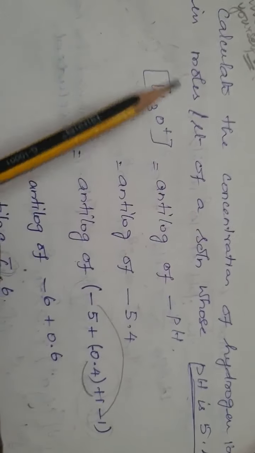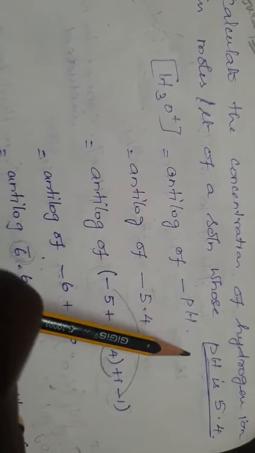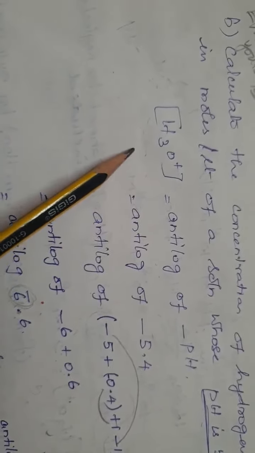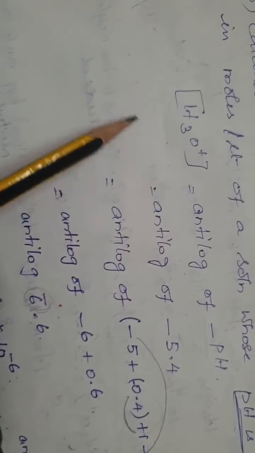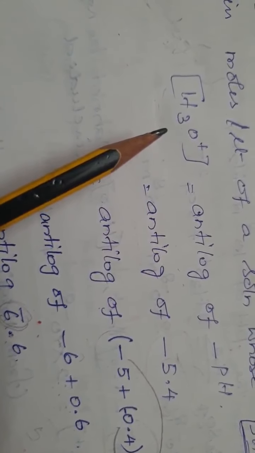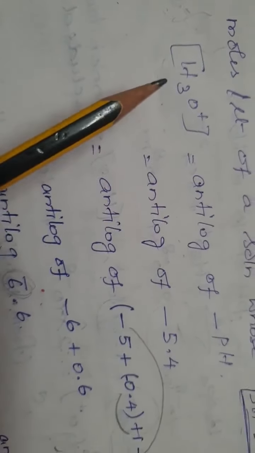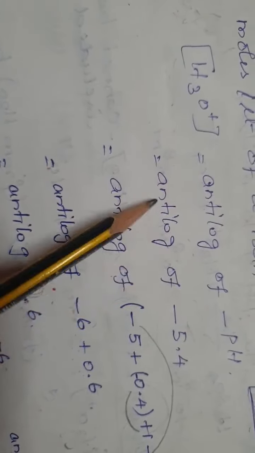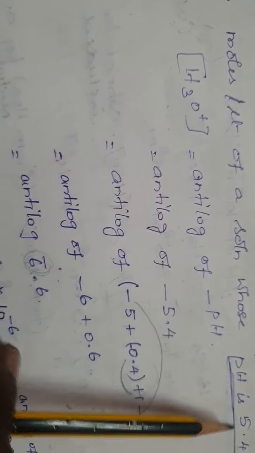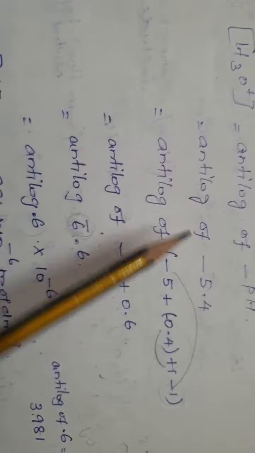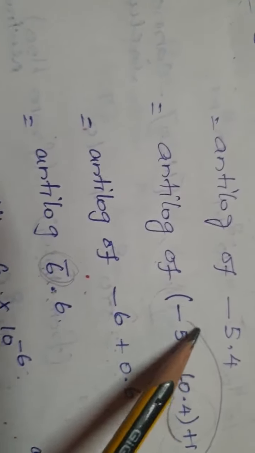Next subdivision: calculate the concentration of hydrogen ion in moles per liter of the solution whose pH is 5.4. You have to calculate the concentration of hydrogen ion, the H+ concentration. So what is the relation between pH and H+ ion? pH is equal to negative log, so we can write the H+ or hydrogen ion concentration as equal to the anti-log of minus pH. The pH value is given as 5.4, so the anti-log of, substituting the value, minus 5.4. Just note the point here.